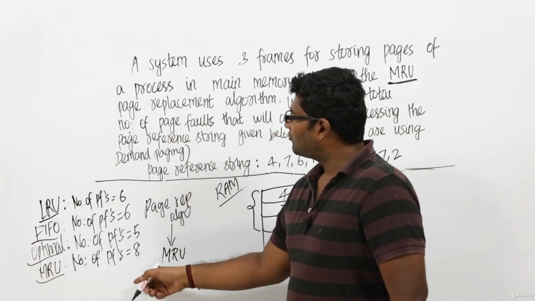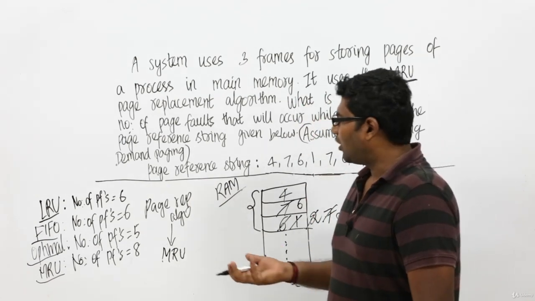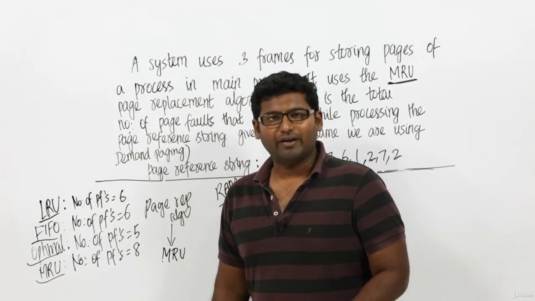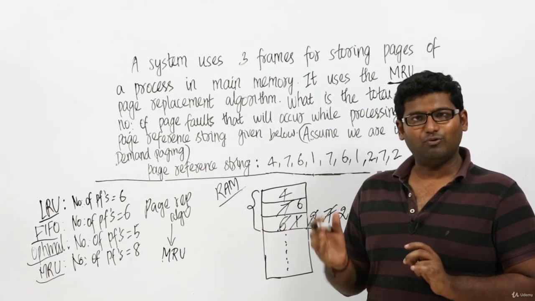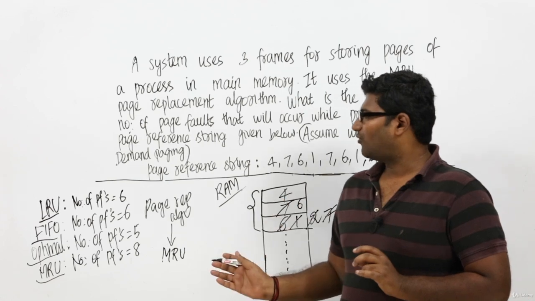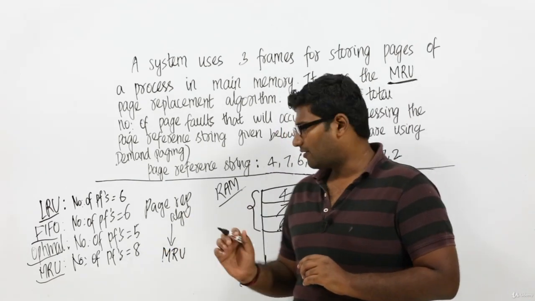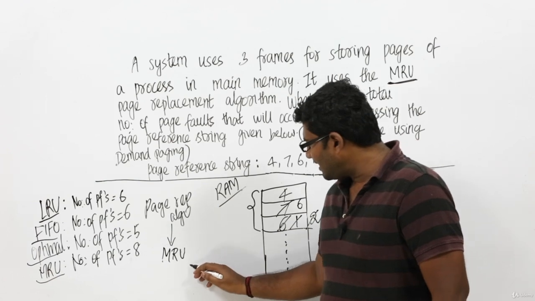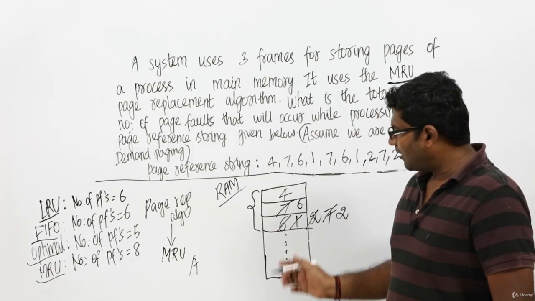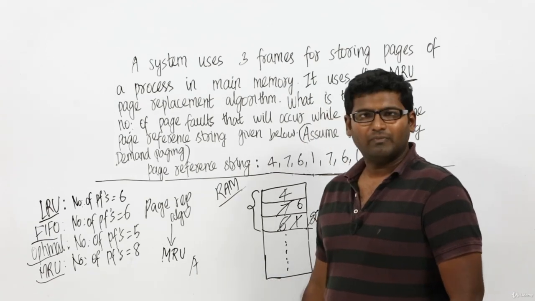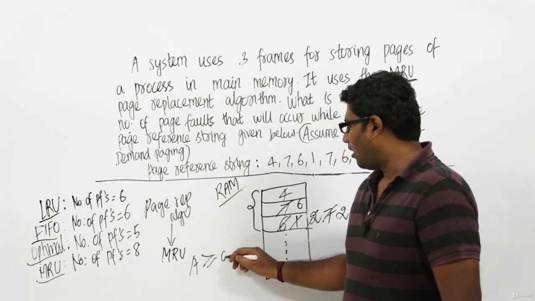Now consider all these 4 algorithms. Which is the best algorithm? Obviously optimal will always be the best algorithm. If you take any other algorithm apart from optimal, you will see that the number of page faults is either greater than or equal to that of optimal. What I mean by this is, take any algorithm, say A. The number of page faults in this algorithm will be greater than or equal to optimal.